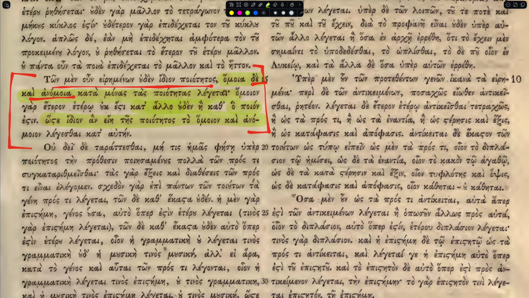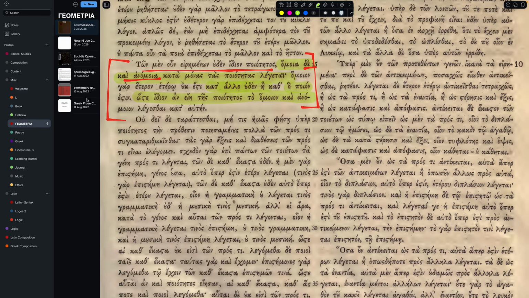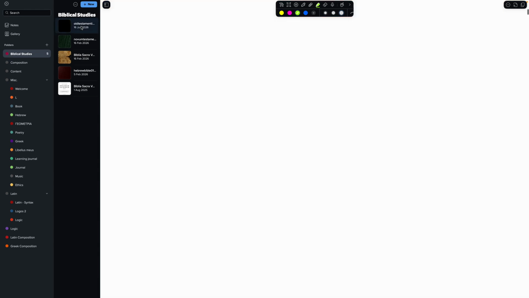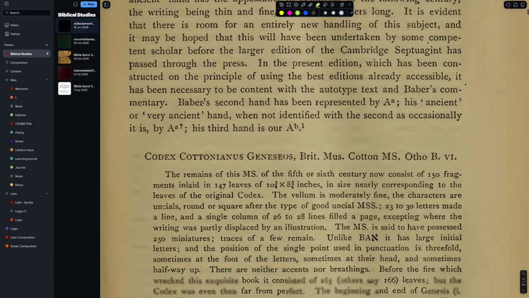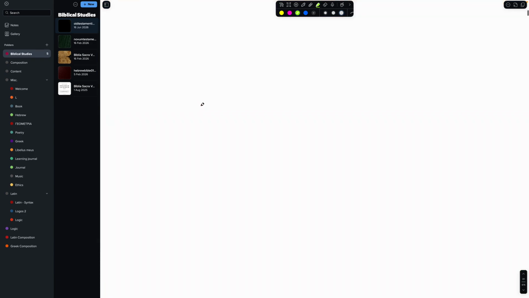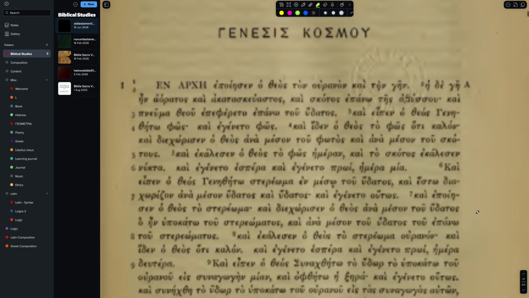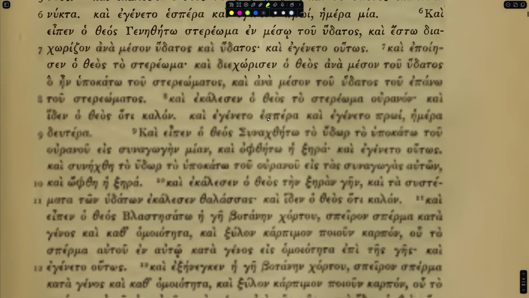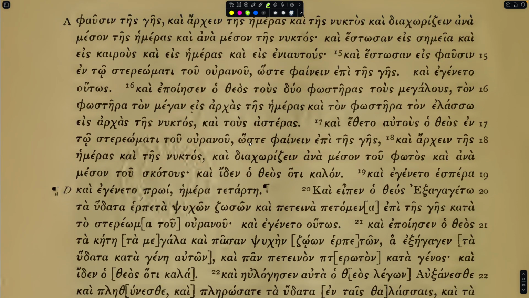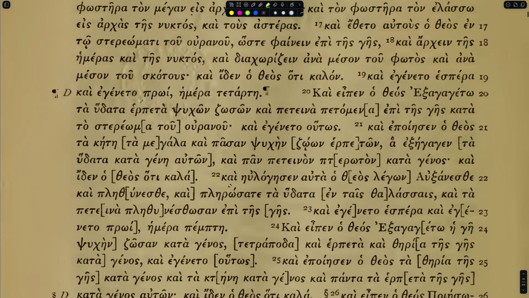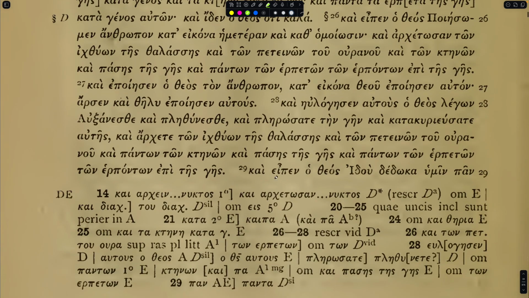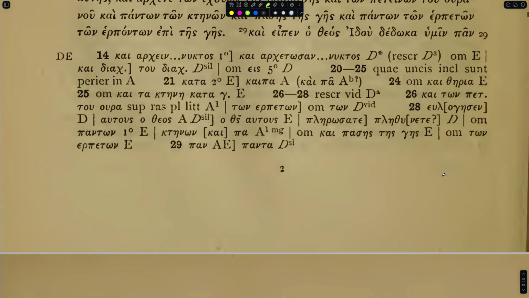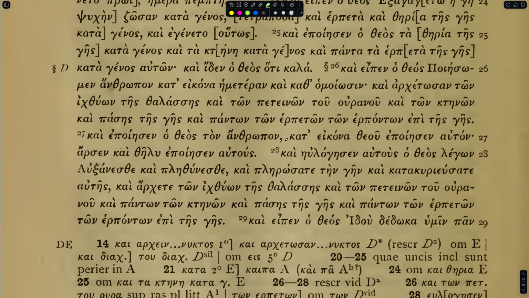Okay, so let me see if I've got the, which one is it? Is it this one? No. Unless this is the preface for it. Preface. It might be. Yeah, it is. Let's go. Here we go. All right, so Genesis. Okay, let me expand this. So let's see if he actually uses the word homoia in it. Again, to proi hemera tetarte. Okay, so he's got to go down a bit. Kai eipen ho theos idou dedoka humin pan. Okay, so he's correct. Ho theos ton anthropon.